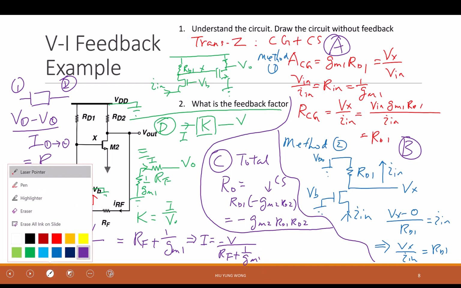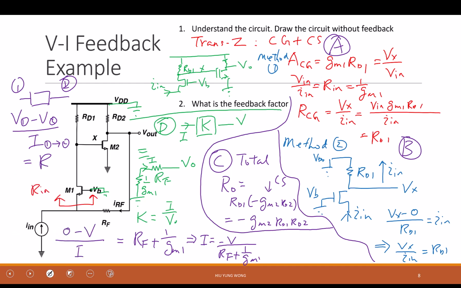Small or large? Small, yeah. So I try to make my RF large, GM is small, then this is just approximately equal to negative V divided by RF. Okay, so what is the feedback factor? K. Again, very careful. Minus 1 over RF.